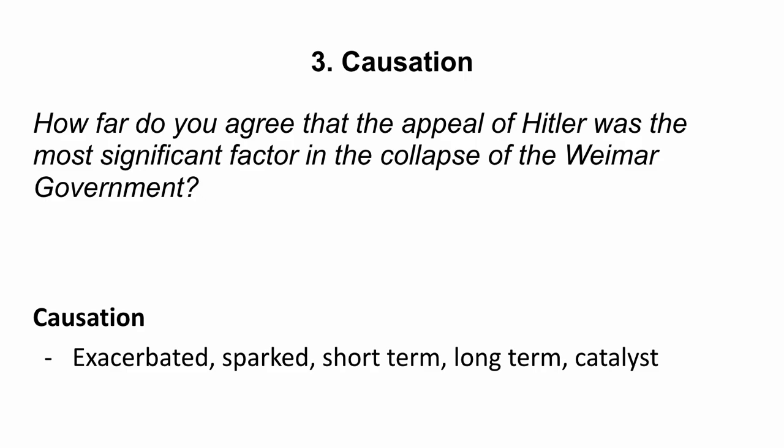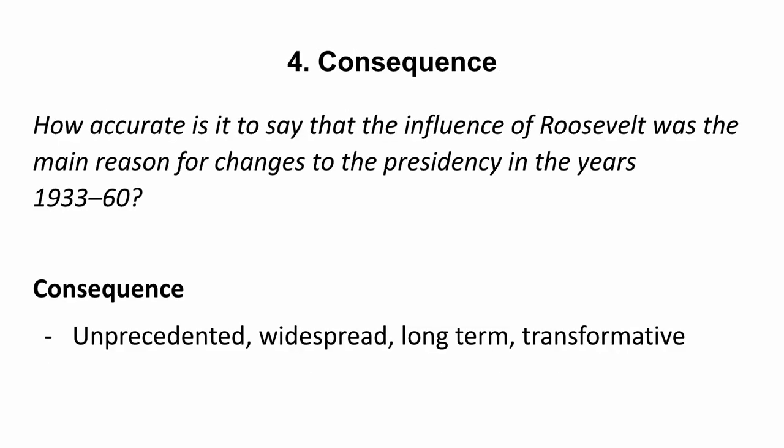Okay, so that's a causation example. Here's a consequence example. So the influence of Roosevelt was the main reason for the changes to the presidency in the years 33 to 60. So to what extent was the influence of Roosevelt the main reason for change to the presidency?